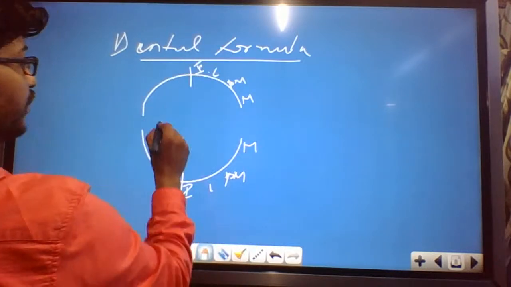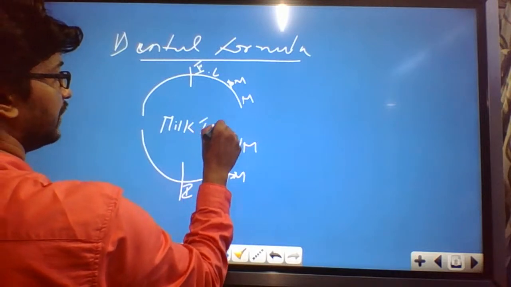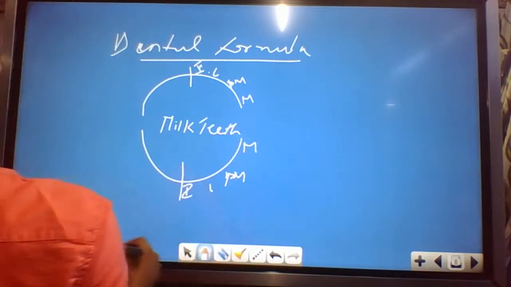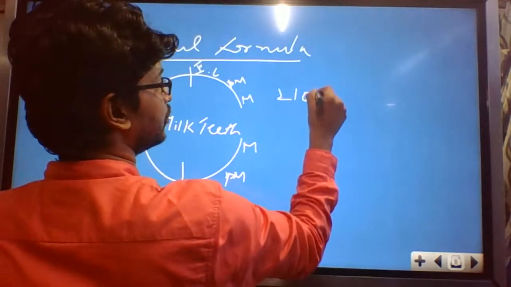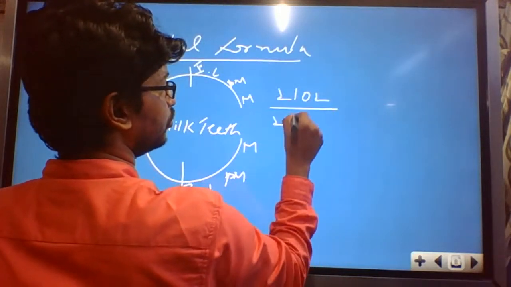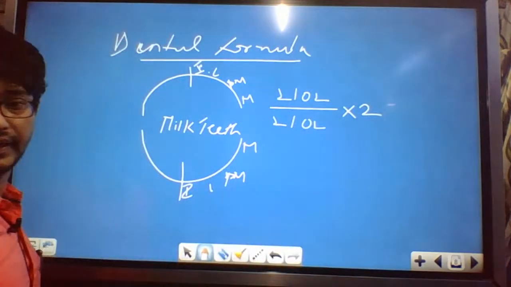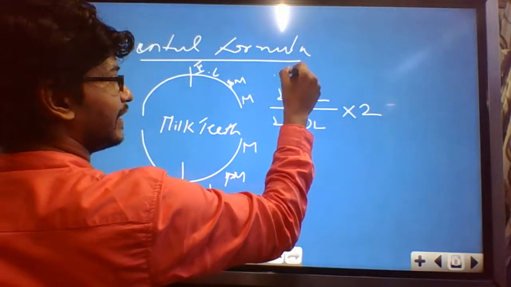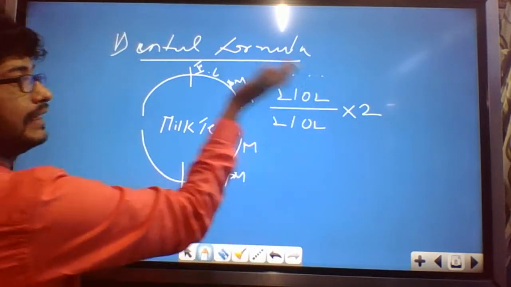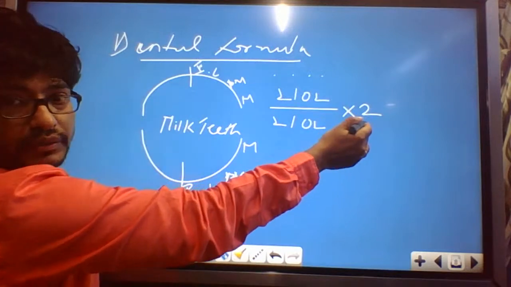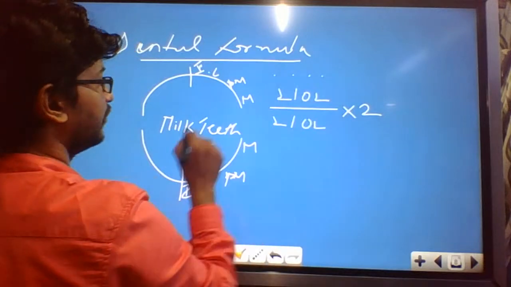Now if we talk about milk teeth, the temporary teeth that children have, the formula is 2102 by 2102 into 2, because there is another set on the other side. This is incisors, this is canine, this is premolar and this one is molar. This is one side, and the other side is what the into 2 represents. So 2102 over 2102, this is for the milk teeth.